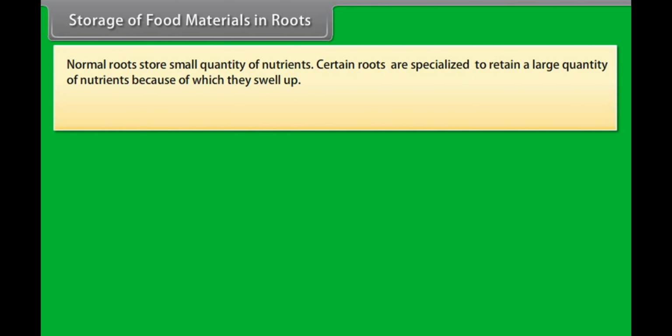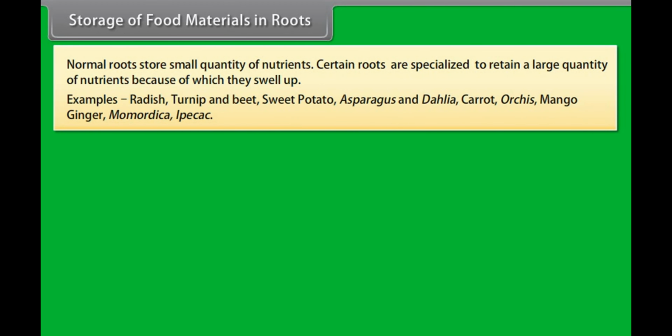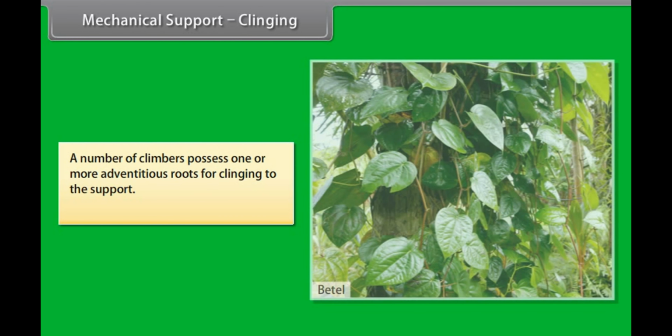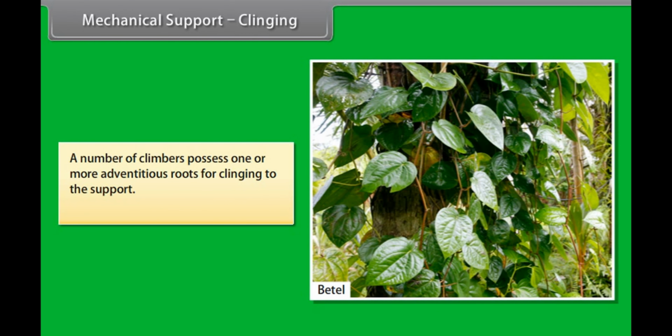Storage of food materials in roots. Normal roots store small quantities of nutrients. Certain roots are specialized to retain a large quantity of nutrients, because of which they swell up. Examples: radish, turnip and beet, sweet potato, asparagus and dahlia, carrot, orchids, mango, ginger, Momordica, ipecac. Mechanical support, clinging: a number of climbers possess one or more adventitious roots for clinging to the support. Examples: betel, Tecoma, ivy.